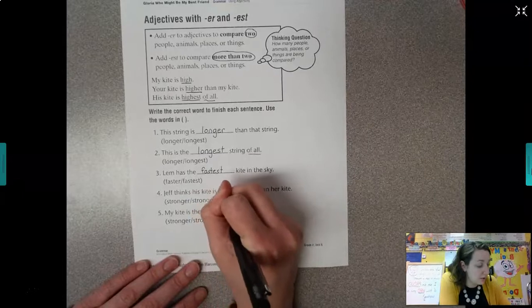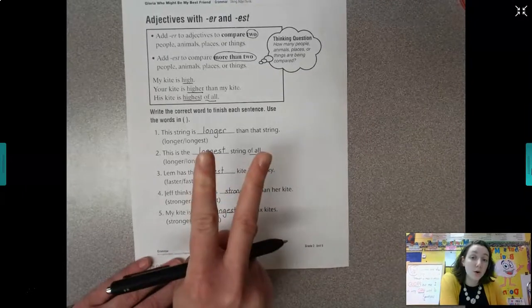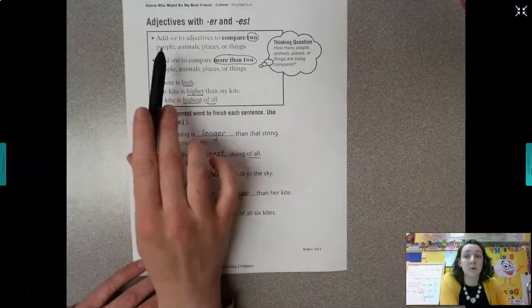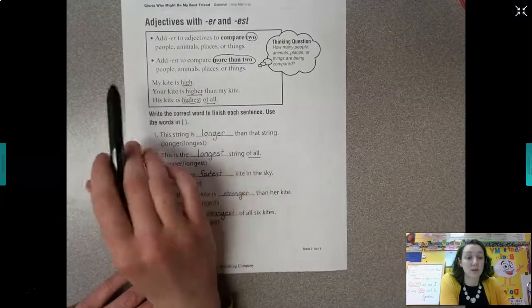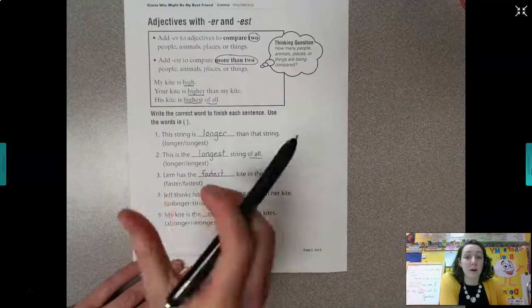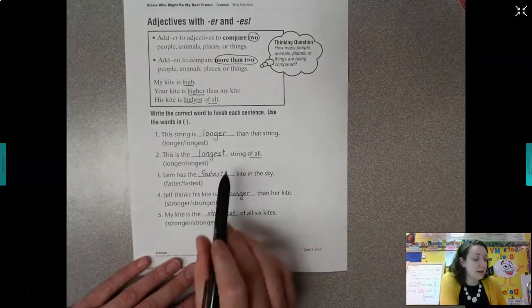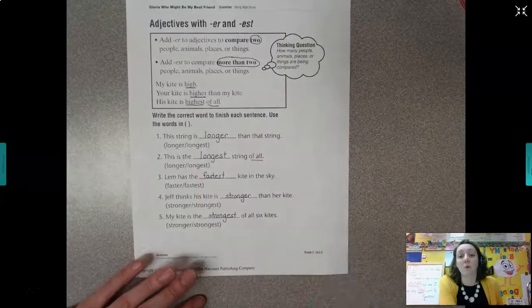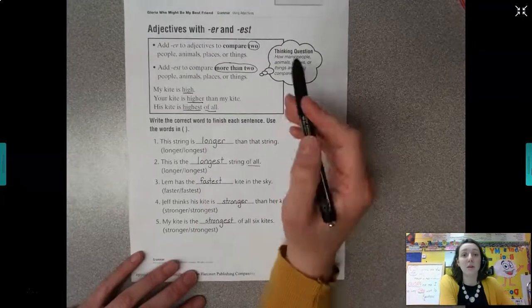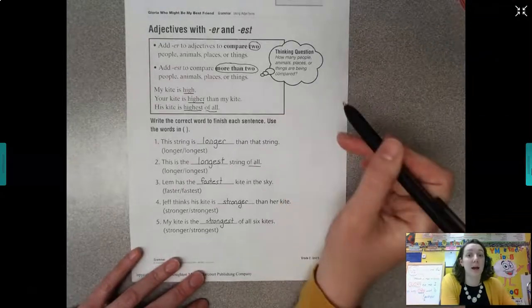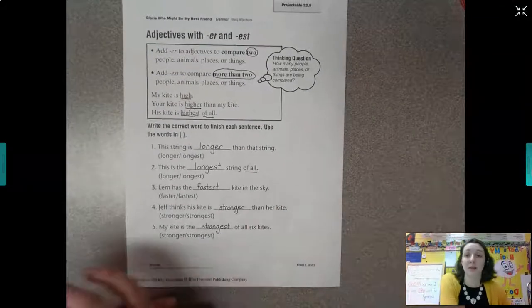Okay, so that's the biggest thing when adding these endings: if it's two, you're just going to add the ER, right? Like we talked about even last week when we were doing our sounds, most of those words that had ER at the end were comparing between two things, like bigger or thinner. And then the EST is if you have more than two or of the whole group, right? Okay, so your thinking question is: how many people, animals, places, or things, so those are our nouns, how many nouns are being compared? That's your biggest clue.